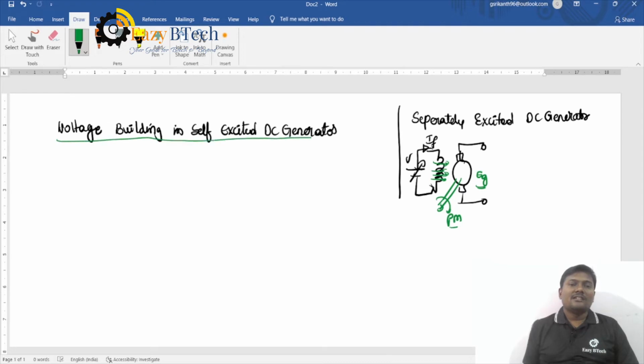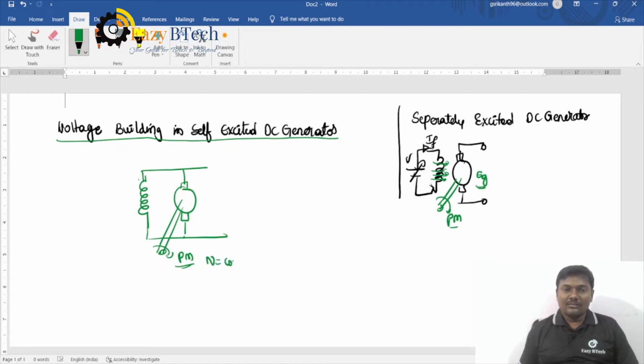Coming to the self-excited DC generator, self-excited means the field winding of a shunt generator or self-excited generator is excited by its own armature winding. That means due to the EMF induced in the armature winding, that only produces the flux in the field winding. Let us see. The field winding is connected in parallel with the armature. I am taking a DC shunt generator and now it will be rotating with the help of a prime mover.